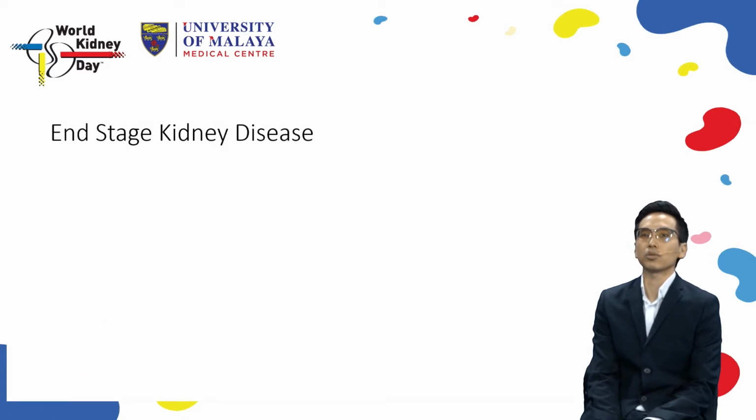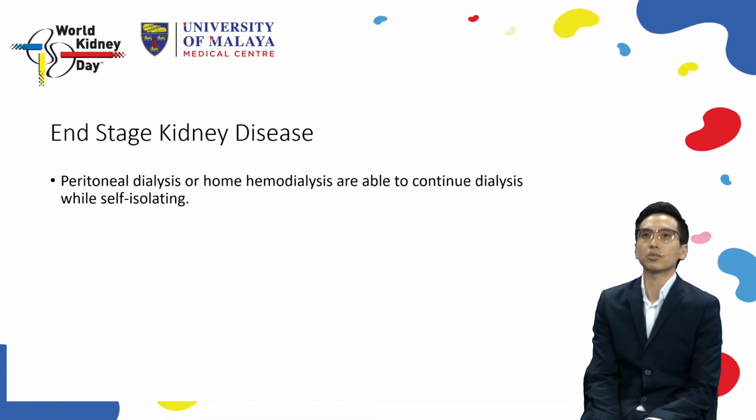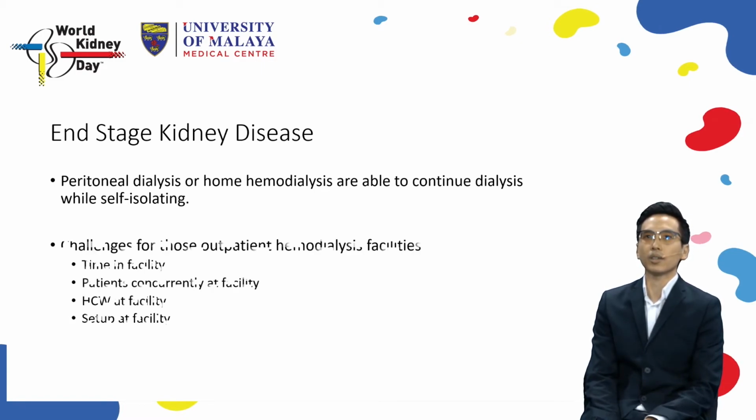So now what about those with end-stage kidney disease? The patients with end-stage kidney disease who are on peritoneal dialysis, or in certain countries where home hemodialysis is available, are lucky in the sense that they are able to continue dialysis while self-isolating. Challenges occur for those at outpatient hemodialysis facilities, where they spend a prolonged time in the facility, encounter many other patients and healthcare workers, and where certain facilities have inappropriate setups.